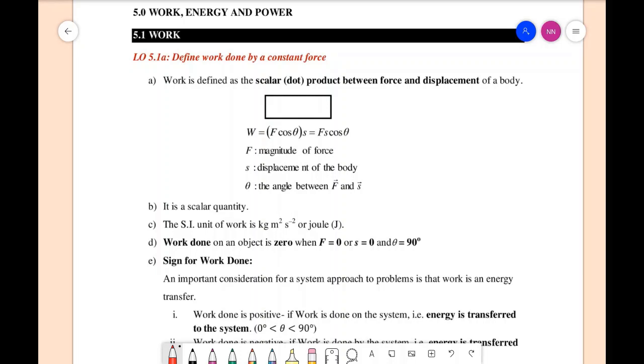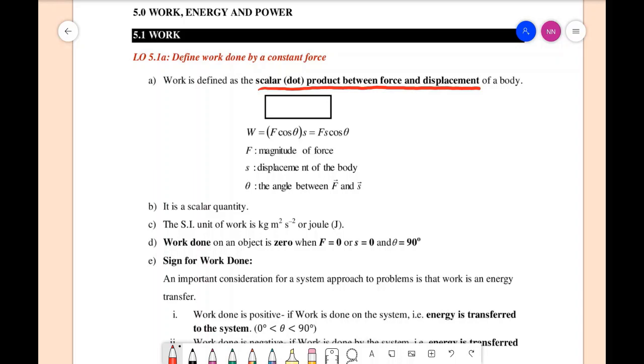In this video we will learn chapter 5, work, energy and power. For learning outcome 5.1a, define work done by a constant force. Work is defined as the scalar product between the force and displacement of a body. So this is the definition of work.